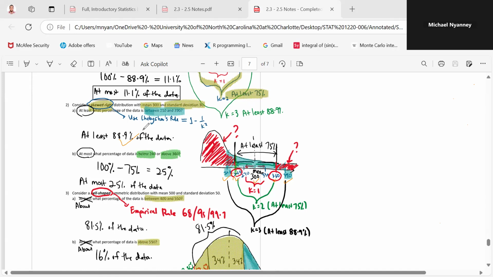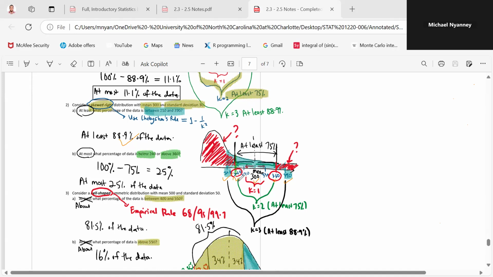At most, what percentage is below 240 or above 360? Okay, so you want to know the percentage outside of this. So here, you first have to find your at least percentage. So always assume that you don't know the at most. After calculating the at least, you can get to know the at most. So the at most would be the opposite of it.